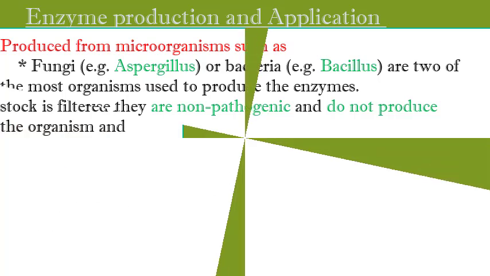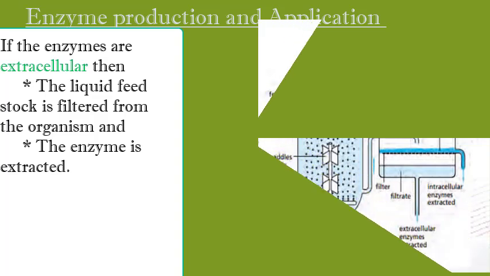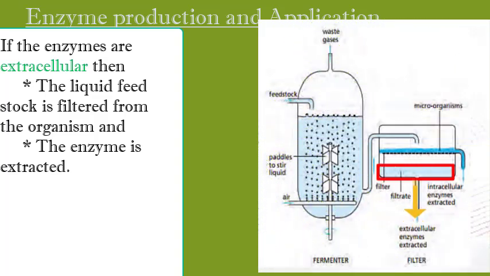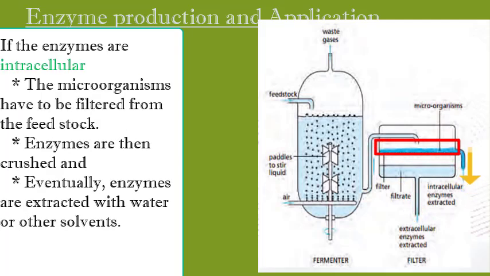In the case of harvesting, if the enzymes are extracellular enzymes, the liquid feedstock is filtered from the organism and the enzyme is extracted from the liquid feedstock. If the enzymes are intracellular, the microorganisms have to be filtered from the feedstock and these microorganisms are then crushed to release enzymes that were inside the cytoplasm, and the enzymes are then extracted with water and other solvents using filtration, centrifugation, and precipitation techniques.